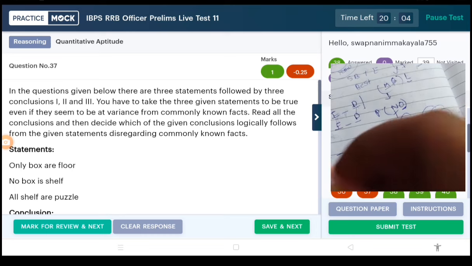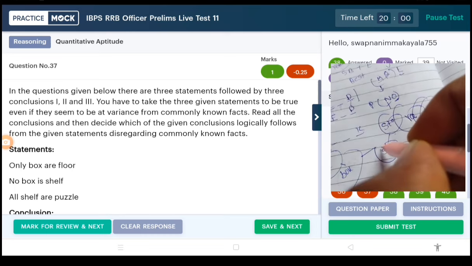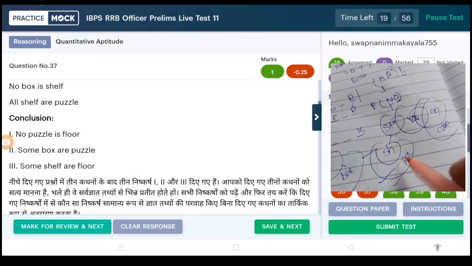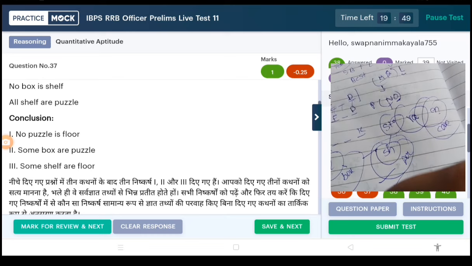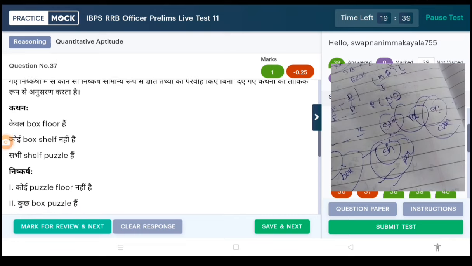All flow, box, no box shelf, all shall puzzle. Floor and some boxer puzzle. Some shelf out. Some box or puzzle.